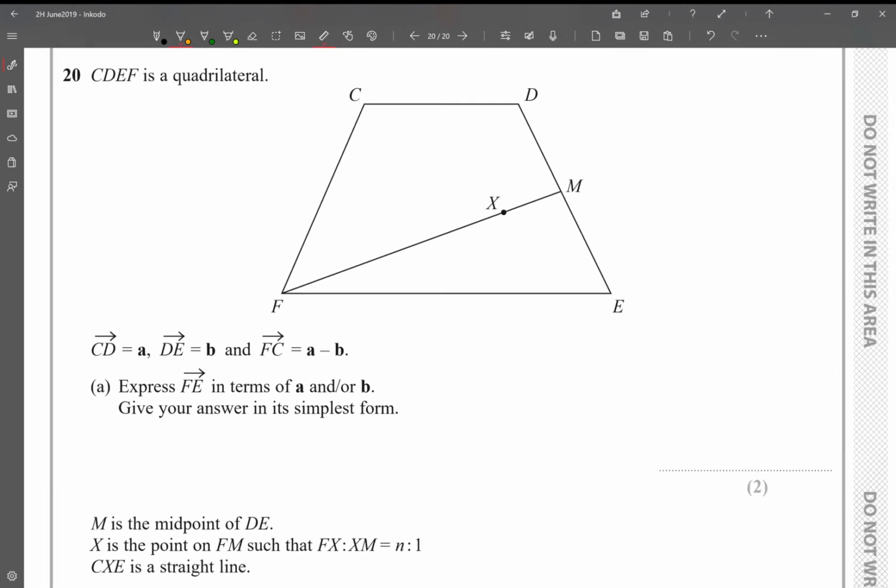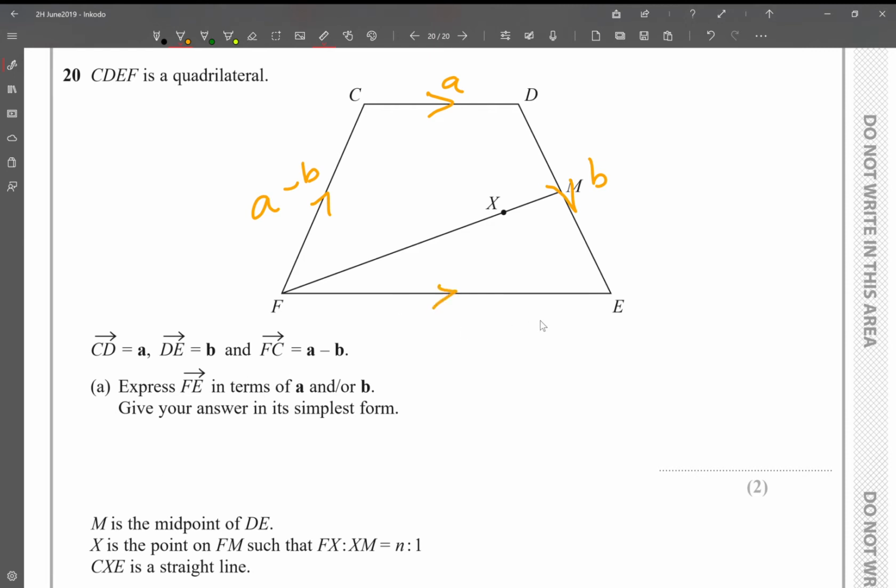But let's just structure this out. They've not written the vectors on, but they've given us some. So C to D is A. D to E is B. F to C is A minus B. Okay, so they've given us some vectors. Then it says express FE in terms of A and or B.